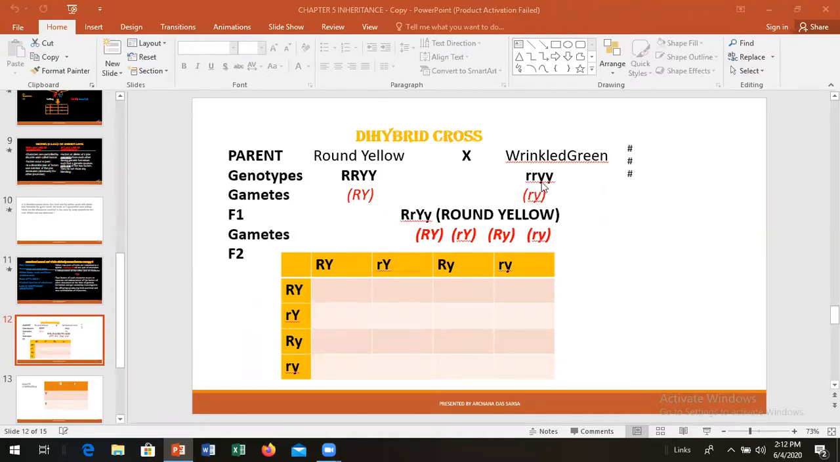Then similarly, wrinkled yellow, which is represented by small r, small y. Even in this case, what will happen? We will take only one. In the gamete, there will be only one representative for the shape of seed and one for the color of seed. As all the gametes will be similar, we are writing only one.